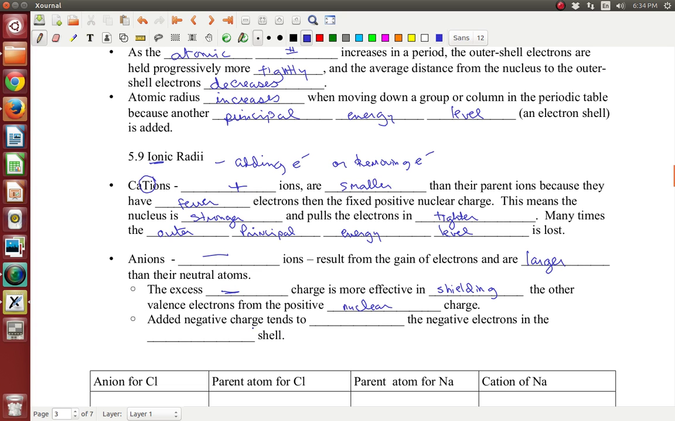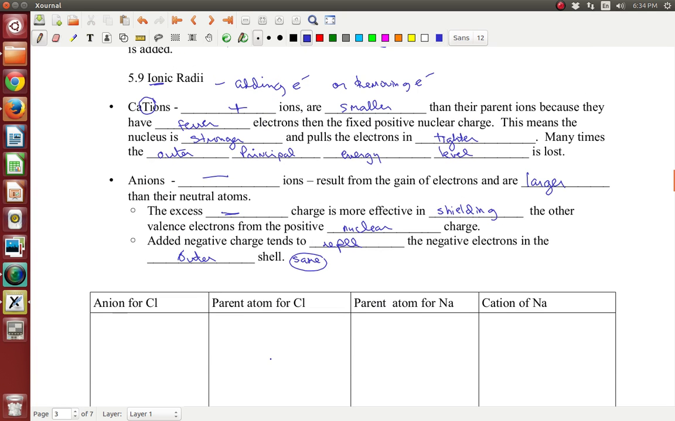Also, added negative charge tends to repel. Remember, electrons are all negative. Like charges repel, and so they push away from each other, and that makes the electron cloud get bigger too. So it tends to repel the negative electrons in the outer shell or in the valence shell, either one. Okay? And it would be in the same shell we're talking about, in the same shell.